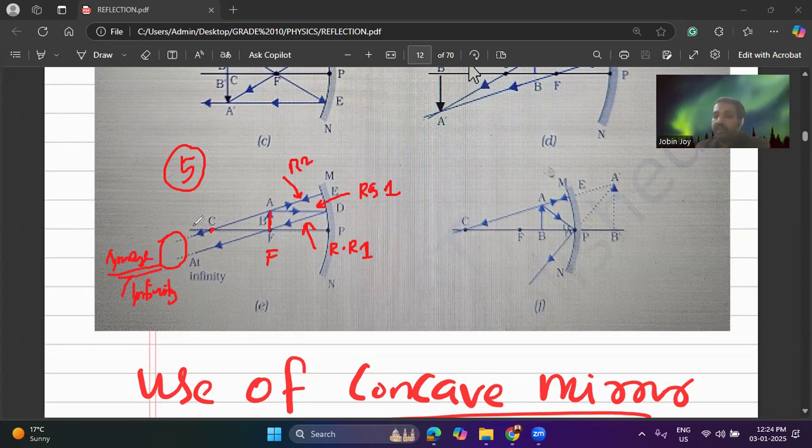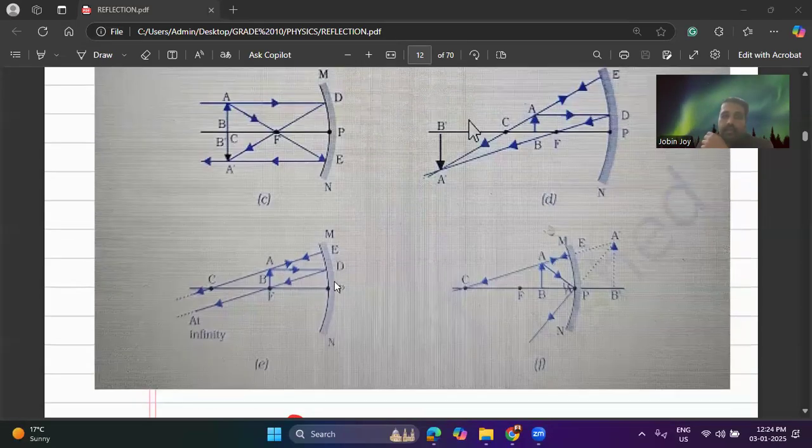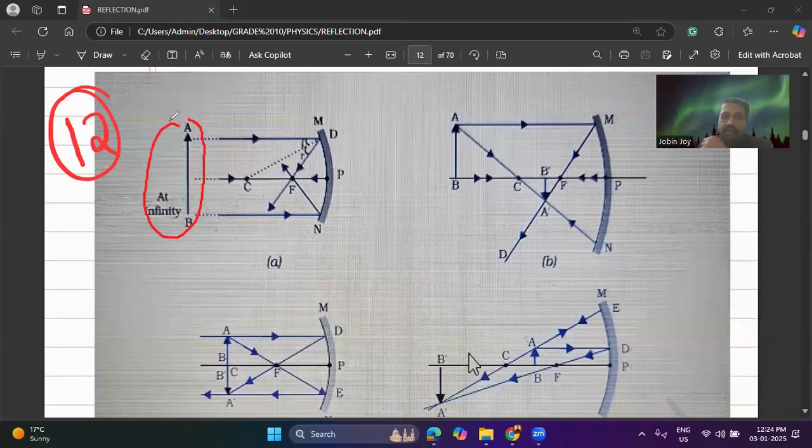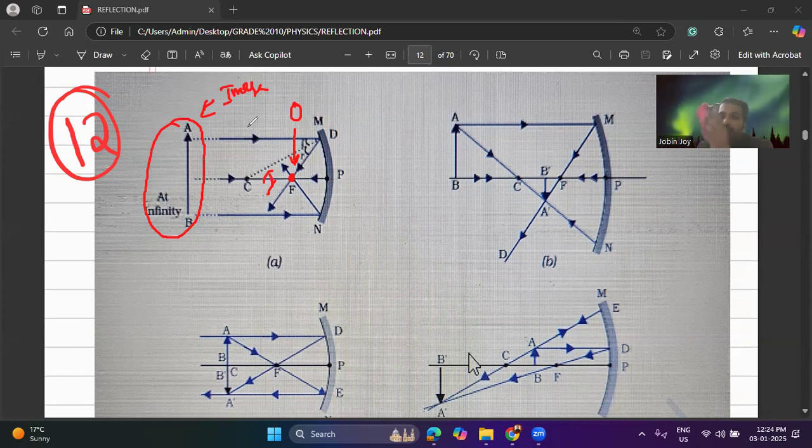So this is exactly the reverse of the first case we discussed. In the first case, I told you if the object is at infinity, the image will be here. This is the image. And now in the fifth case, the object is here, at focus. Object at focus means we will be getting the image at infinity. You understand? The first case and fifth case are exactly opposite. In the first case, the object is at infinity and we get the image at the focus. In the fifth case, the object is at focus, and we get the image at infinity.